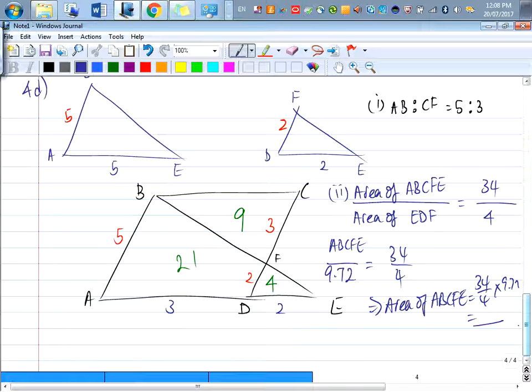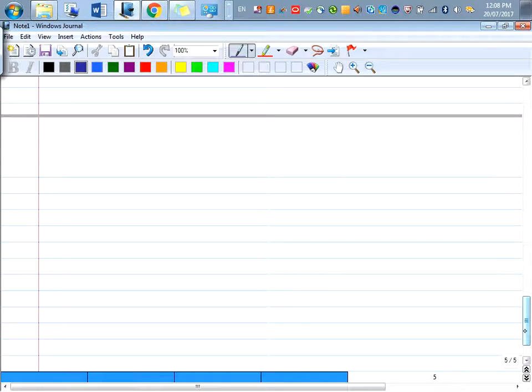Okay, next one is question 5, B part 1. Find the equation on line PQ. Okay, they gave you PQ as 4, -3. So what is the gradient on line PQ? Anjali?